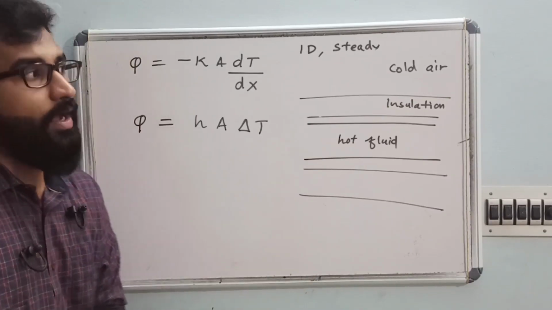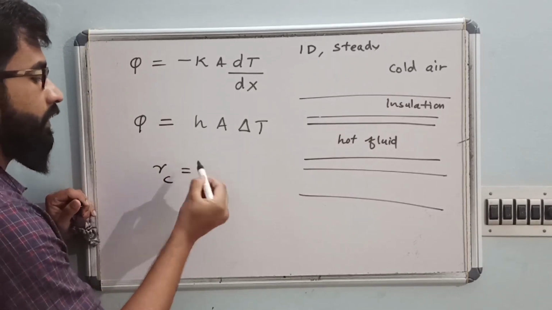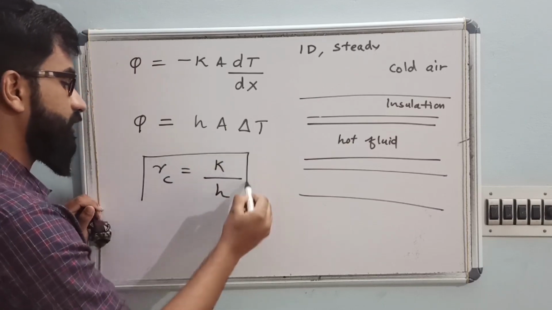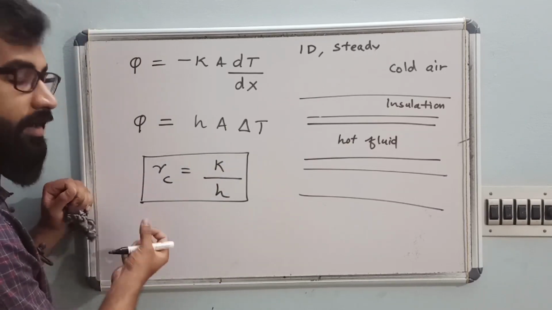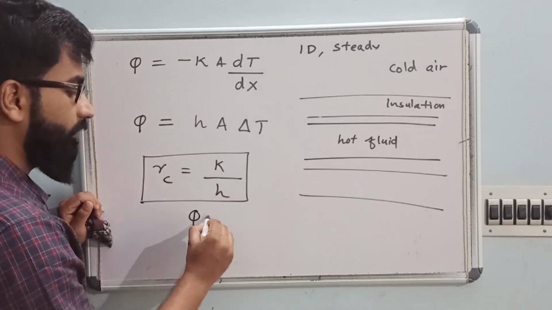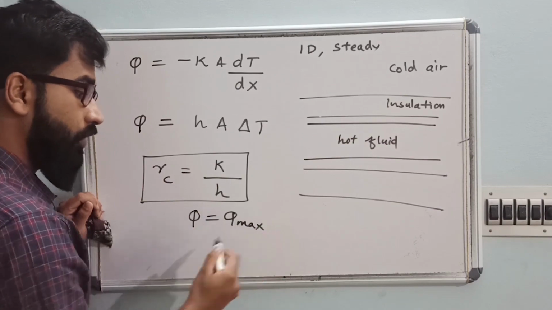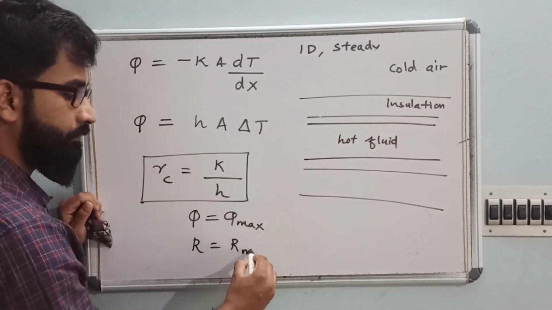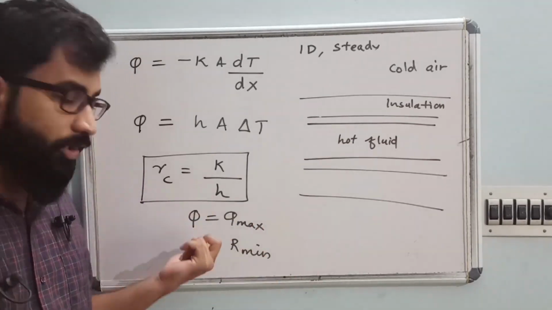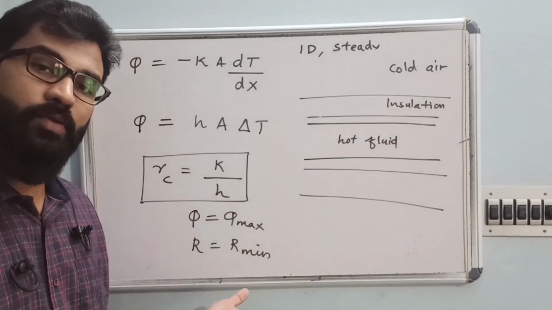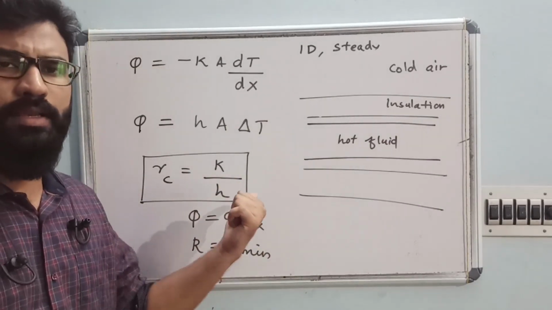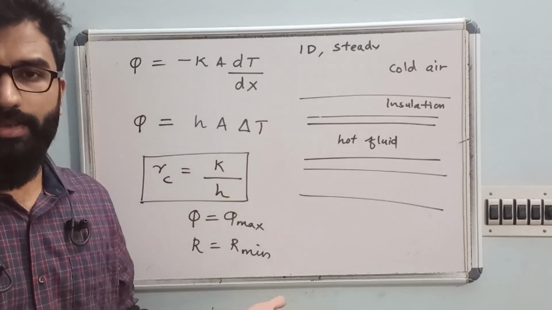Then you have equations to find critical radius of insulation. Critical radius of insulation for cylinder is k by h. So how are we finding this? Critical radius of insulation is the insulation radius at which your Q will become Q max, or your resistance will become minimum. So by substituting your resistance equal to minimum or Q equal to Q maximum, you can easily calculate the value of what? RC. RC for sphere, that is your critical radius of insulation for sphere, it will be 2k by h.